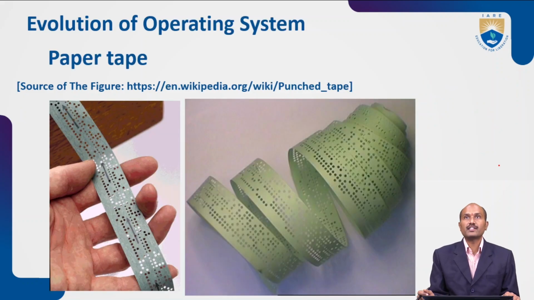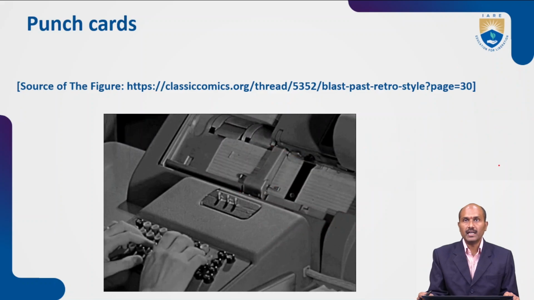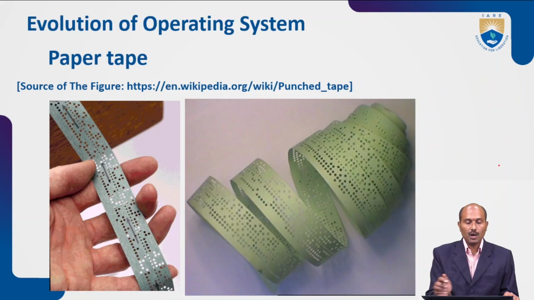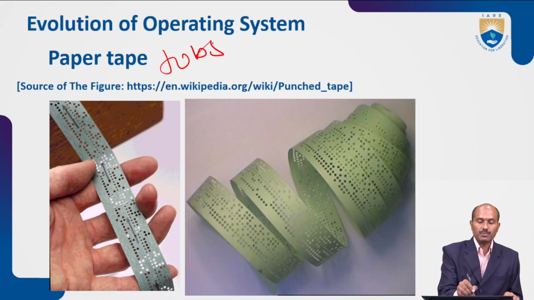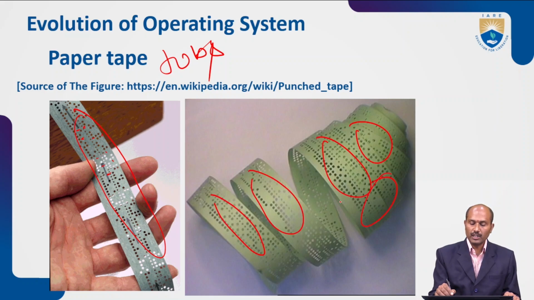Next they used paper tapes. Like punch cards, these paper tapes also carry jobs. Paper tapes are also called jobs. Small holes are made in the paper tape, and they are set as the input.